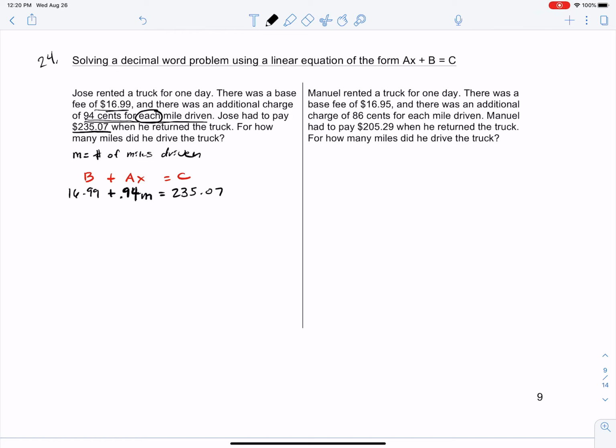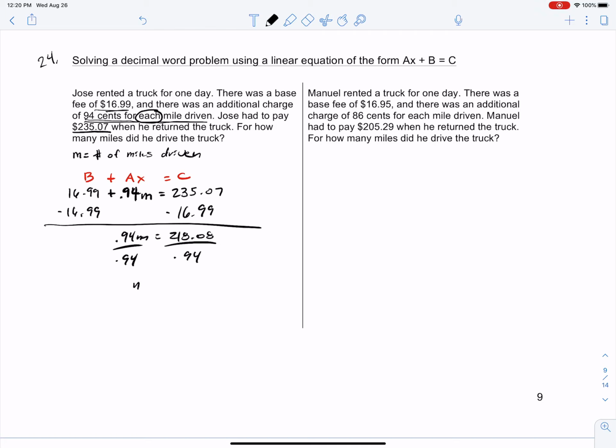But let's go ahead and solve this. Let's minus 16.99 from both sides, because again, whatever I do to the left, I have to do to the right. We're left with 0.94M equals $218.08. Divide by 0.94, divide by 0.94.